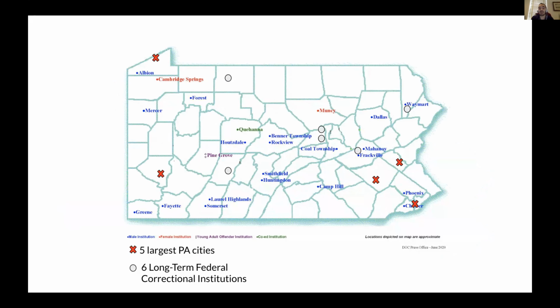So issues like demographics also complicate the shift in power. This is a map with all of the state and federal correctional facilities on it. And then there are red X's where Pennsylvania's 5 largest cities are. So you can already see that none of the prisons are really anywhere close to the cities.